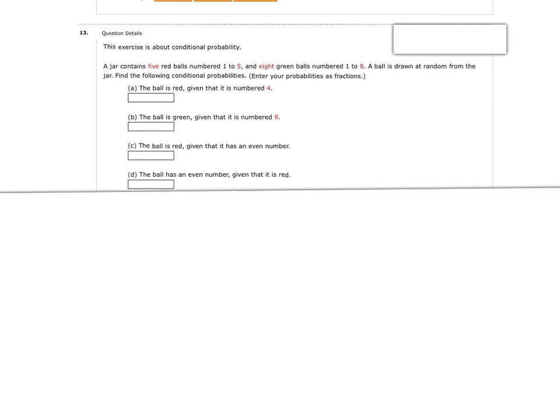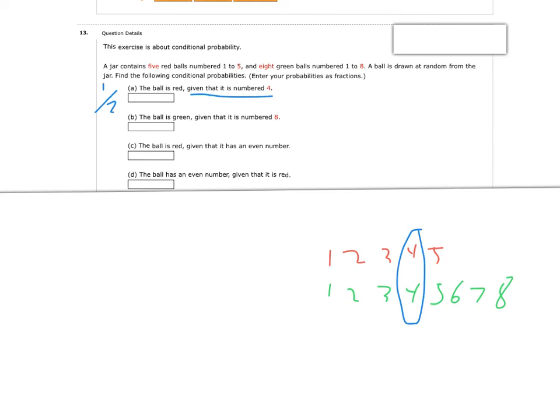All right, next up here it says a jar contains 5 red balls, 1 through 5, and 8 green balls numbered 1 through 8. Okay, so let me visualize this. So I'm going to go in my red pen, I'll go 1, 2, 3, 4, 5, and then my green pen, I'm going to go 1, 2, 3, 4, 5, 6, 7, 8. Okay, so first one here says the ball is red given that it is numbered 4. So when it says given that it's numbered 4, I'm going to isolate all my 4s there. So I have 2 of them. So that's my denominator. And how many of those are red? Well, obviously 1.